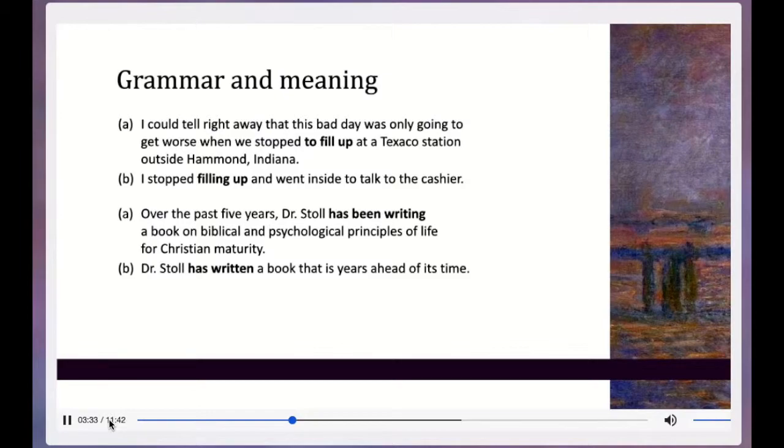The difference in meaning is that in the first sentence we know that Dr. Stoll has been writing, but we don't know if he has finished the book. In the second sentence, he has definitely completed his writing project. Again, a small difference in grammar, in this case has been writing versus has written, results in two different interpretations of the text.